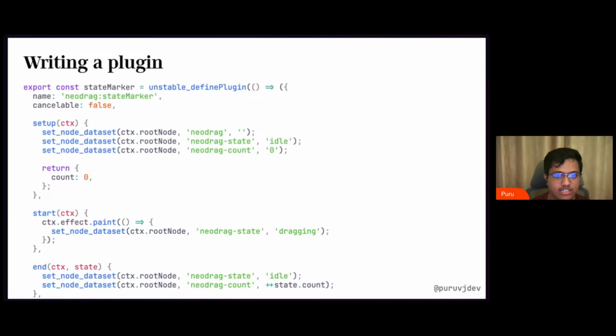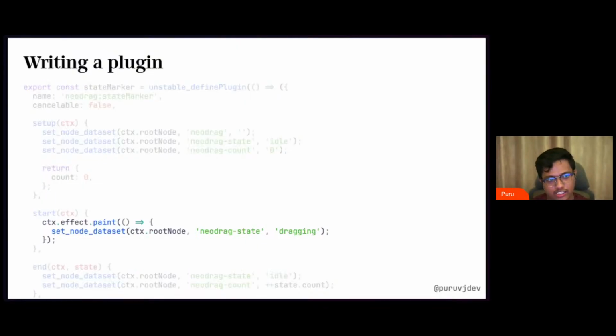And then there's a start lifecycle, which is run when the dragging actually starts. This is where you can do any setup that needs to happen when the drag starts, like adding classes or styles. Finally, there's the end lifecycle, which is run when the drag ends, which is where you can do any cleanup that needs to happen when the drag ends, like removing classes or styles. In this case, you can see I am setting the new drag state to idle in the line.